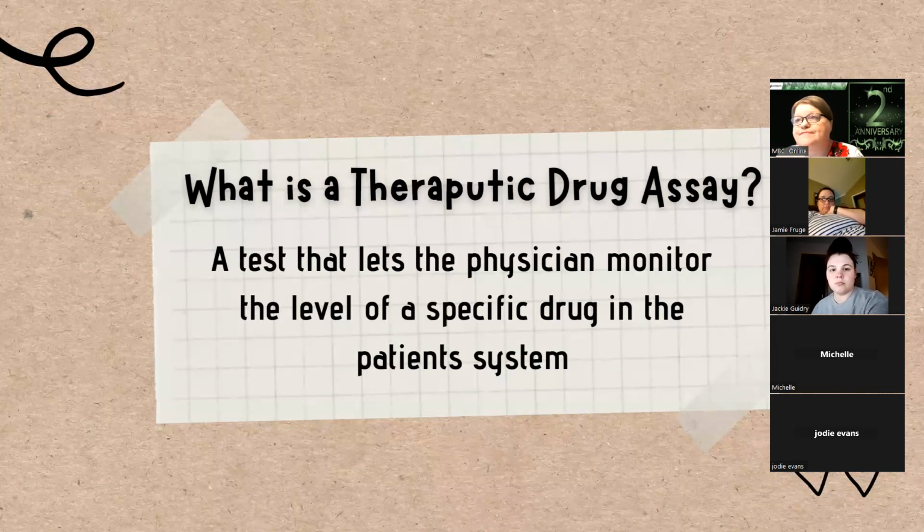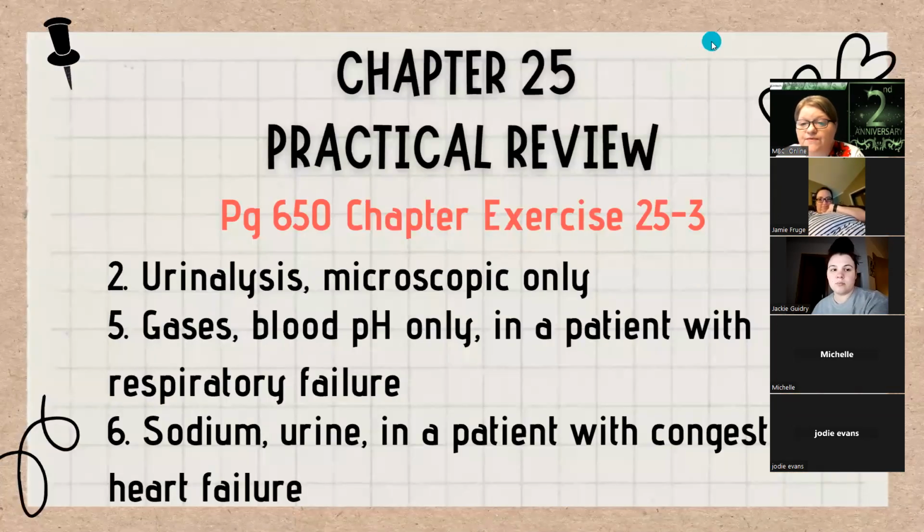So opioid abuse in this country is a huge problem. Everybody knows that. And some of the therapeutic drug assays are used for those reasons. They also do it with elderly patients too, to make sure that they're taking their meds like they're supposed to. It's a good way for a doctor to monitor a patient, but it's important to know what those are. And those are the two main points that I wanted to make sure y'all had a clear understanding of for chapter 25. So I want to move on to some practical review.